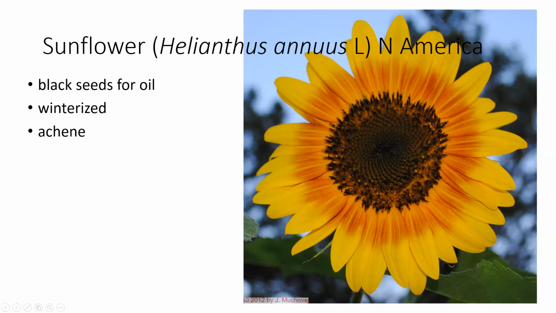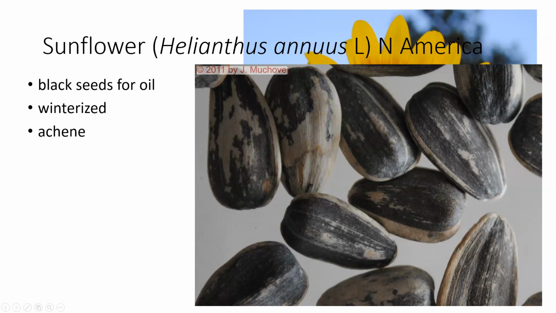We have sunflower oil. Sunflower is Helianthus annuus. It comes from North America. There are two types of sunflowers. The black-seeded variety is used for oils. You see this type of format to the seed. You can see the coloration on the outside. If it's a black seed, it is used for oil. They've got a tan seed that is used more for human consumption.